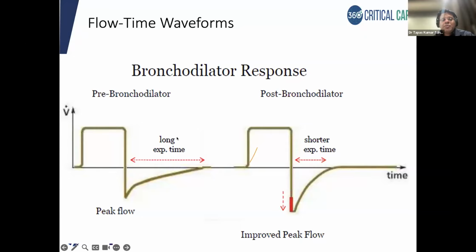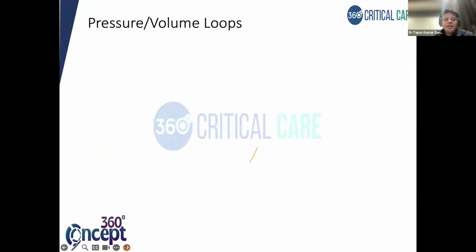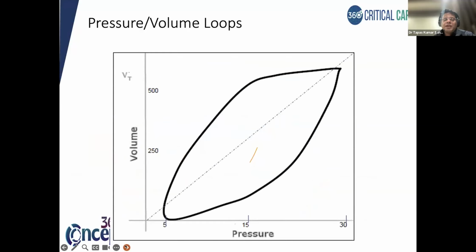Now, if your COPD patient you have started on nebulization, what is happening? Post bronchodilator, your peak flow is now getting a shorter expiratory time because you are actually allowing the bronchospasm to be relieved with the bronchodilators. Clear? Now, coming to the loops, the first loop is the pressure volume loop.